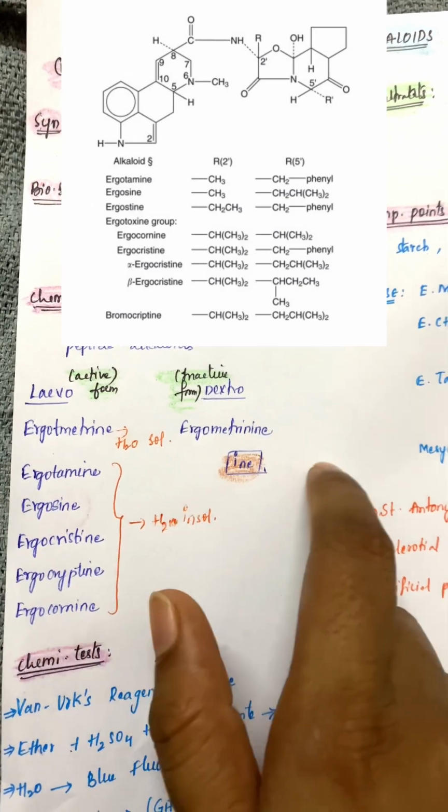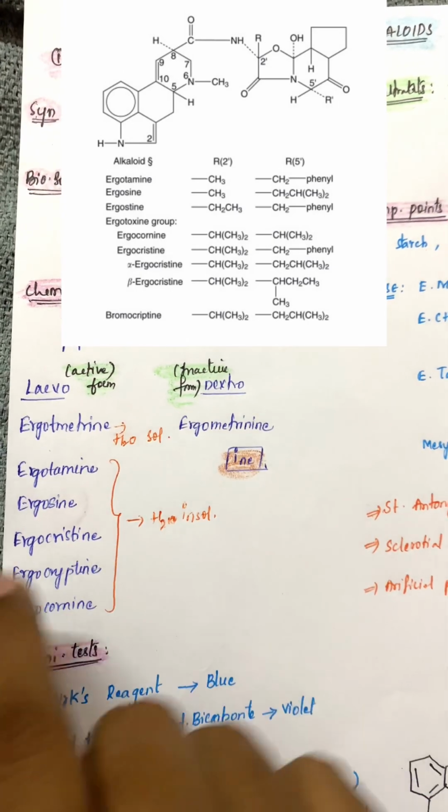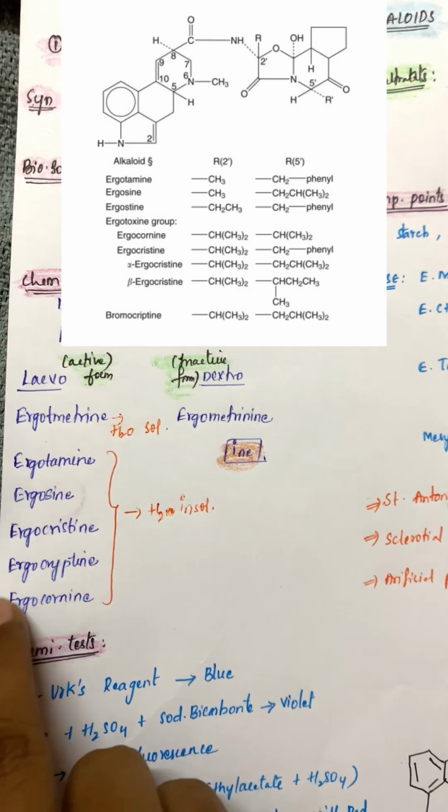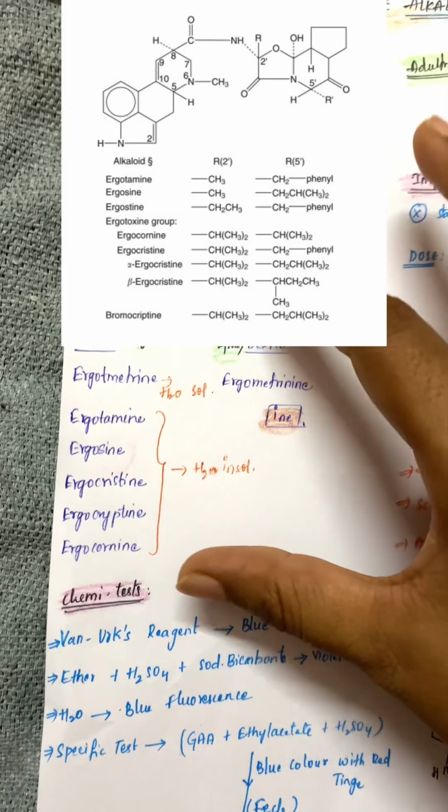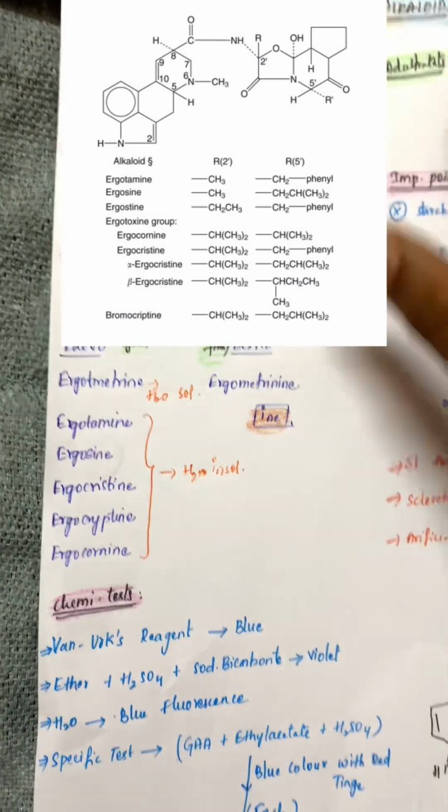ergotamine, ergosine, ergocristine, ergocryptine. So these are the chemical constituents present in the ergot.